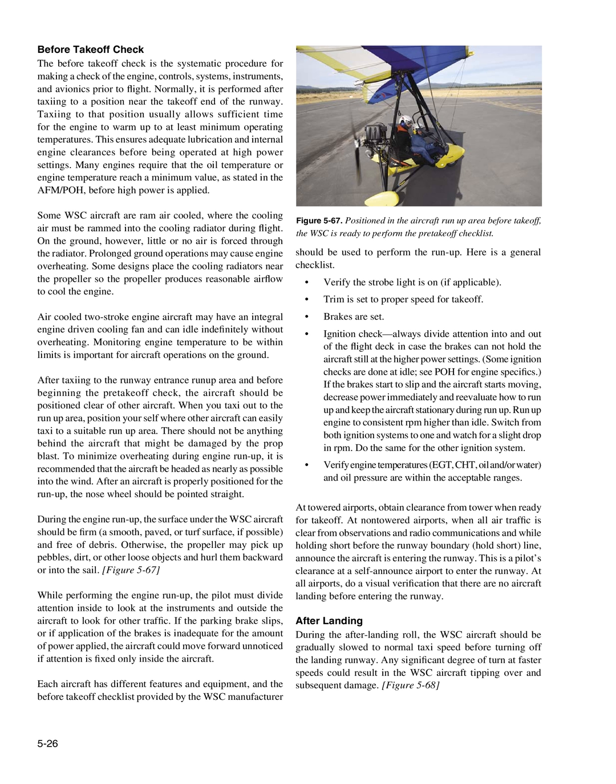Verify the strobe light is on, if applicable. Trim is set to proper speed for takeoff. Brakes are set. Ignition check. Always divide attention into and out of the flight deck in case the brakes cannot hold the aircraft still at the higher power settings. Some ignition checks are done at idle. See the POH for engine specifics. If the brakes start to slip and the aircraft starts moving, decrease power immediately and re-evaluate how to run up and keep the aircraft stationary during run-up.